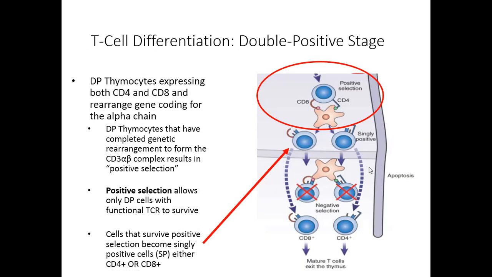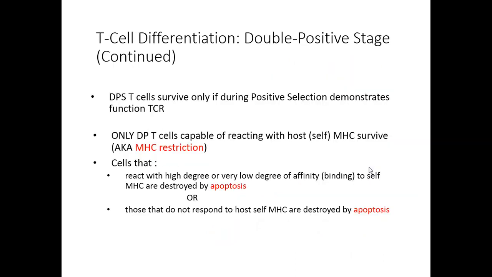We're not done though. These cells are not ready to go out into the world. We've tested to make sure that the T cell receptor works through that positive selection, meaning we're only going to take the ones that positively bind, where the T cell receptor is positively functioning. Actually, let me tell you a little bit about what else we're testing for here in positive selection.